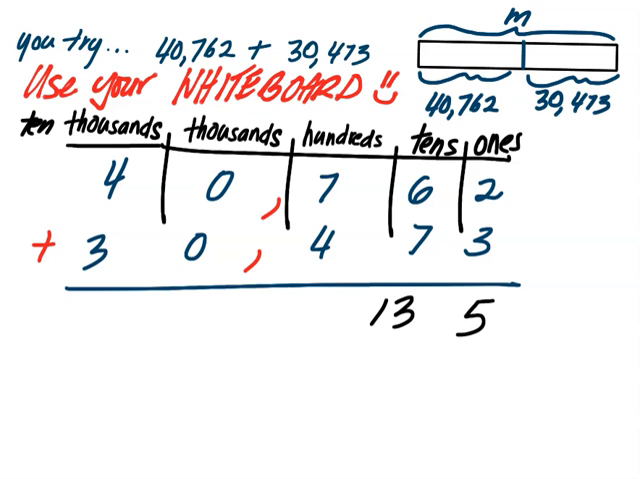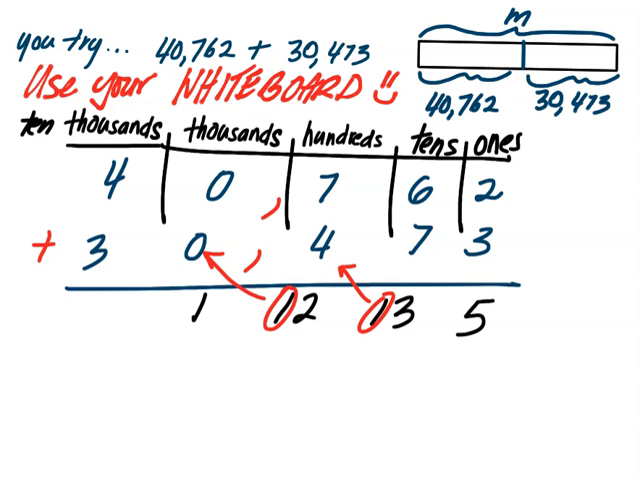7 plus 6 is 13. We know what we do now. We have to move 10 of those tens over to the hundreds place. We now have 12 hundreds, which means we have 10 hundreds we have to move to the thousands place. Remember, 10 times 100 is 1,000. That's why we're moving it.